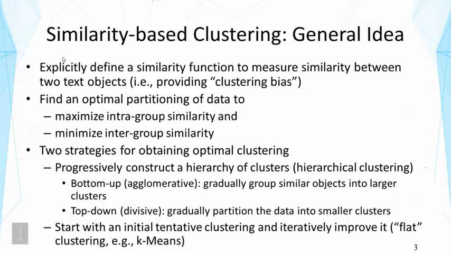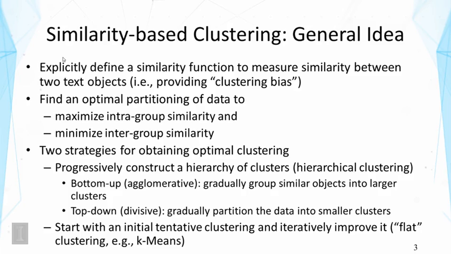text objects. Now, this is in contrast with a generative model where we implicitly define the clustering bias by using a particular objective function like a likelihood function. The whole process is driven by optimizing the likelihood. But here we explicitly provide a view of what we think are similar. And this is often very useful because then it allows us to inject any particular view of similarity into the clustering program.